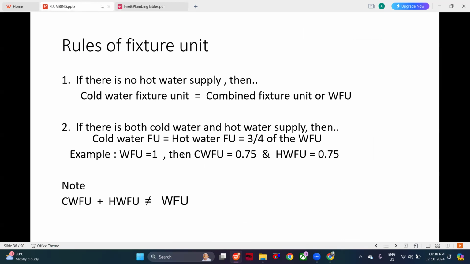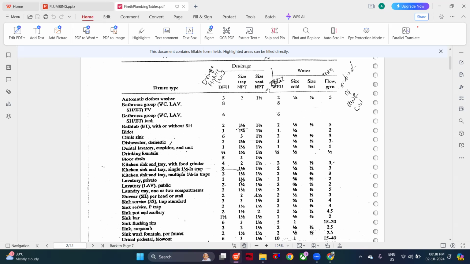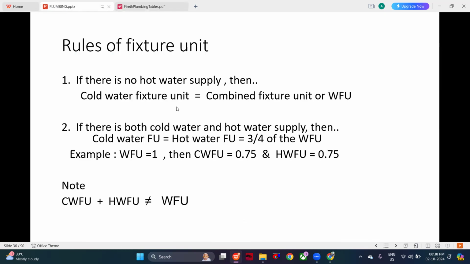Then, if the building has cold water and hot water supply, how can we take the cold water fixture unit? The cold water fixture unit and the hot water fixture unit will each be 3/4 of the water fixture unit. For example, if WFU is equal to 1, for a bidet, then the CWFU is 0.75.